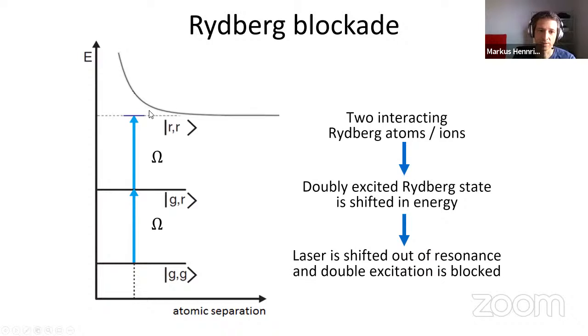Due to the interaction, of course, diagonalizing the Hamiltonian leads to an energy shift, and due to that, the same laser is no longer resonant to this transition. The interaction shifts this transition out of resonance, and this laser will not be able to excite the atom or ion anymore. So what you will only see is that one of the atoms or ions will be excited, but the second one will not be excited anymore. So it's a Rydberg blockade of this excitation.